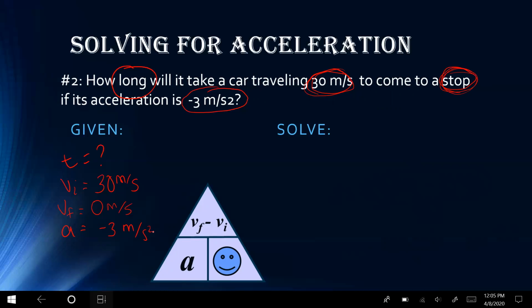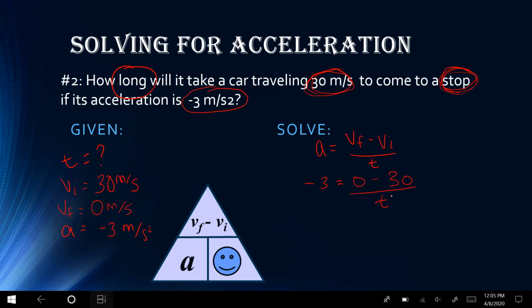So now I'm going to write out my formula. Acceleration is equal to the final velocity minus the initial velocity divided by time. And I'm going to plug in my numbers that I was given. So my A is -3. My final velocity is 0. My initial is 30. And the time is what we're looking for.